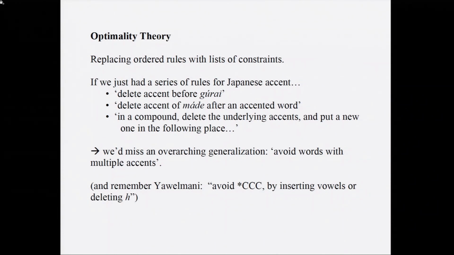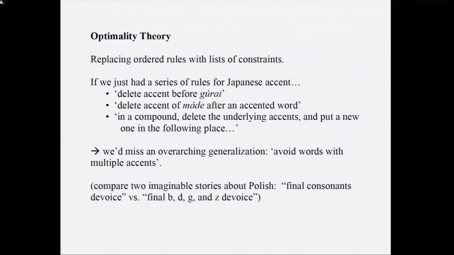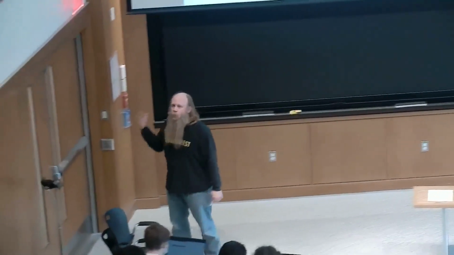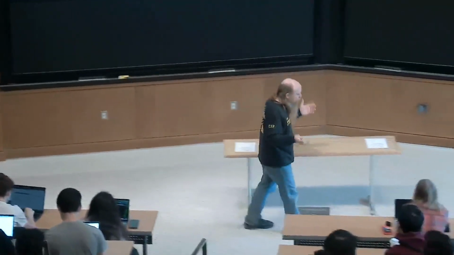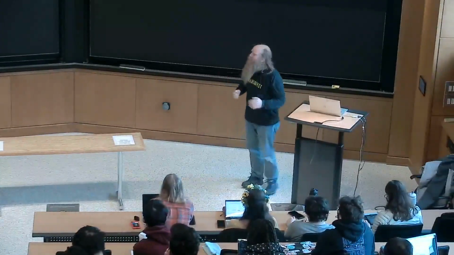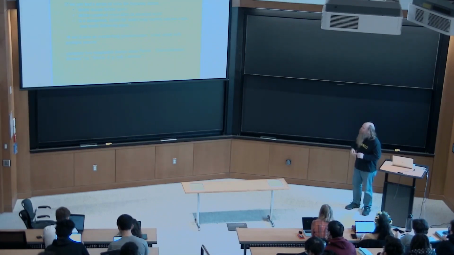So remember Yawamani, which was avoid strings of 3 consonants, either by inserting vowels or by deleting H, if you have an H. I've been saying we could just state these rules, but we'd be missing a generalization. Yawamani is trying to avoid 3 consonants in a row. Japanese is trying to avoid 2 accents in a single word. Maybe it's obvious. We don't want to miss generalizations like that. We want to find them and understand them.